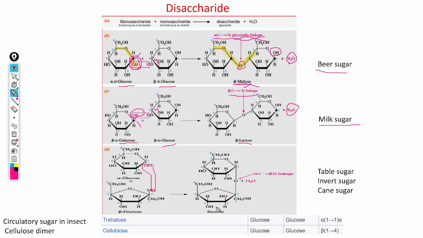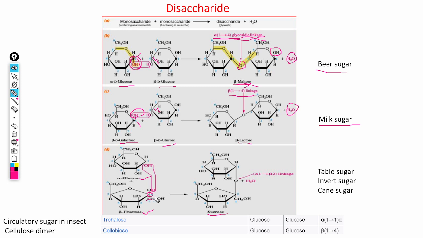The third example is the sucrose. The sucrose is formed by one glucose molecule and one fructose molecule. In the fructose molecule the anomeric carbon is the second, because here it is the first carbon and this one is the second.